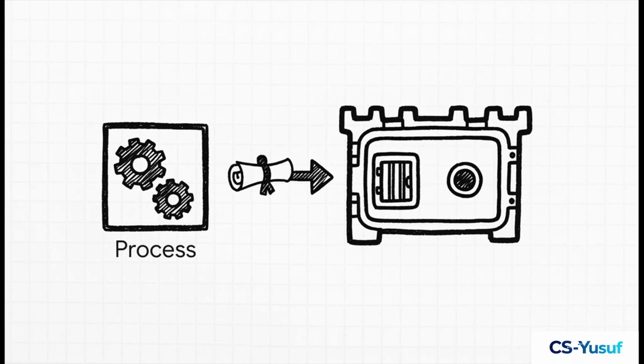Think of it like ordering food at a restaurant. You don't go into the kitchen yourself, you give your order to the waiter. System calls are the official menu of services that the kernel offers.